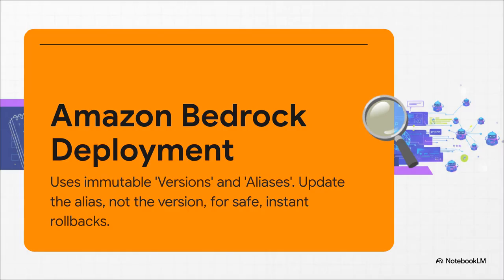For instance, let's look at how AWS Bedrock does this. They've got a really clever system using versions and aliases. A version is an unchangeable snapshot of your agent. An alias is just a pointer to one of those versions, so you can safely deploy a new agent version and then just switch the alias to point to it. If something breaks, no sweat. You just point the alias right back to the old version for an instant, safe rollback.